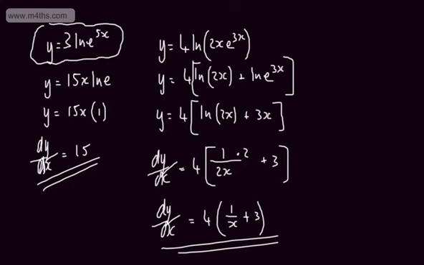Of course, you might be asked to deal with either products or quotients, and we'll end the video with just one. Let's say we wanted to find the derivative of y is equal to, let's go for 3x squared divided by the natural log of 4x minus 1. So here we've got a quotient, and we can use the quotient rule.